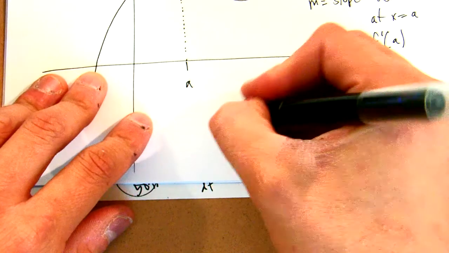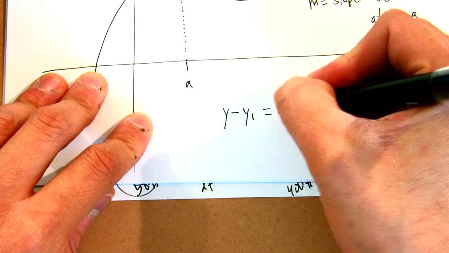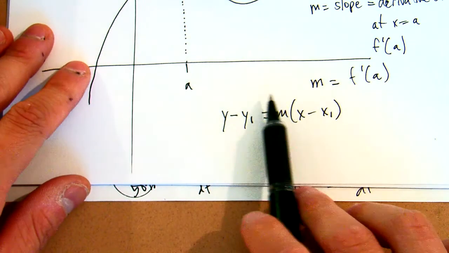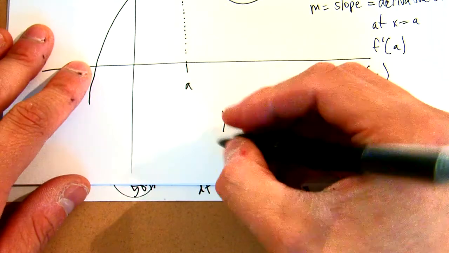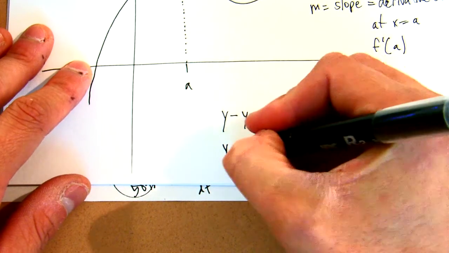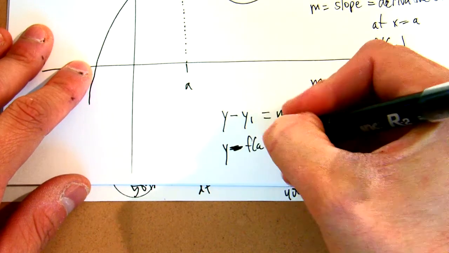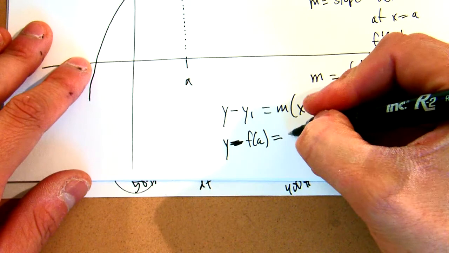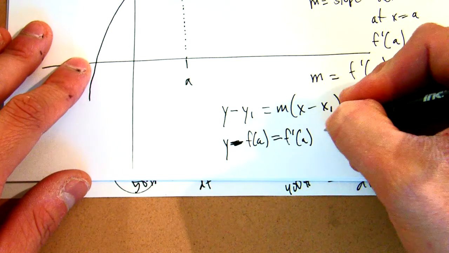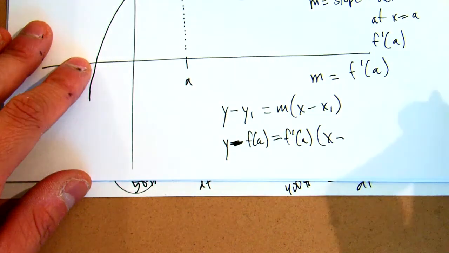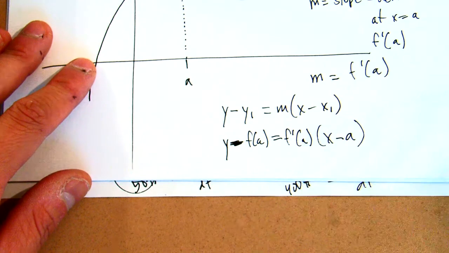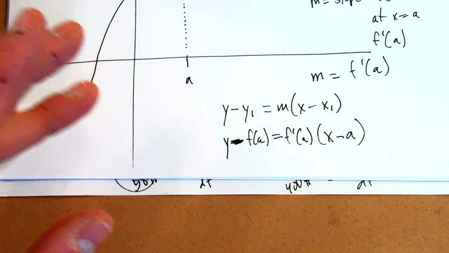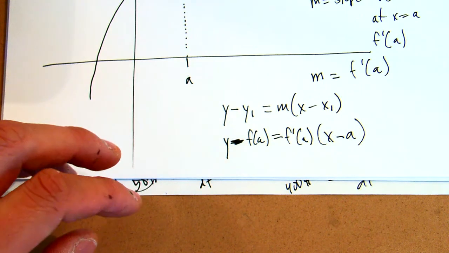So I'm going to rewrite it again. y minus y1 equals m times x minus x1. Now we plug it in. Alright, so what was y1? Minus f of A, right? Equals, what was m? f prime of A times x minus what? A, right? So now this looks similar, and I just want to show you how this is derived. Derived means created, basically, right?